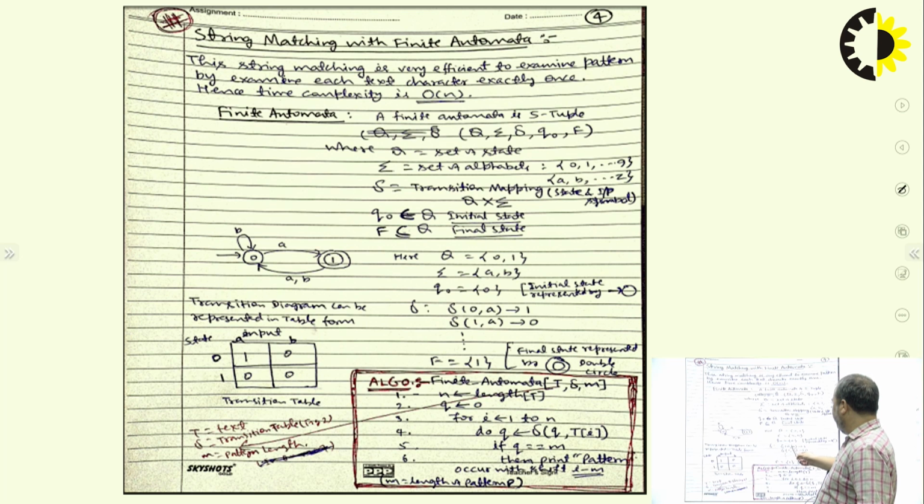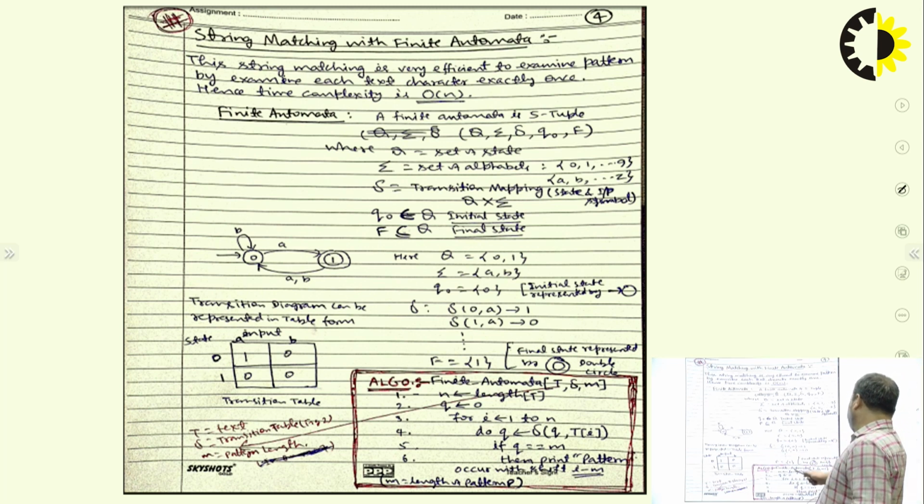From state 0, if the input is A, we reach state 0, and if we give the input B at state 0, we can reach state 1. Similarly, for delta 1 with input A we reach 0, and even delta 1 with B we reach 0. So we use the concept of finite automata, which is a 5-tuple: Q, sigma, delta, q naught, and F.